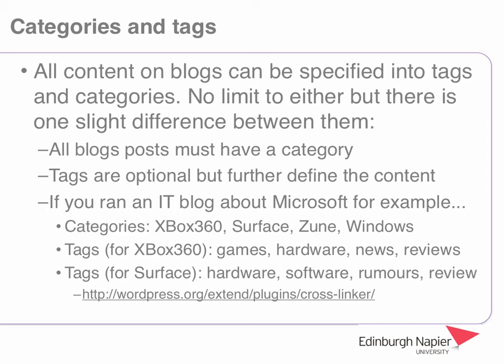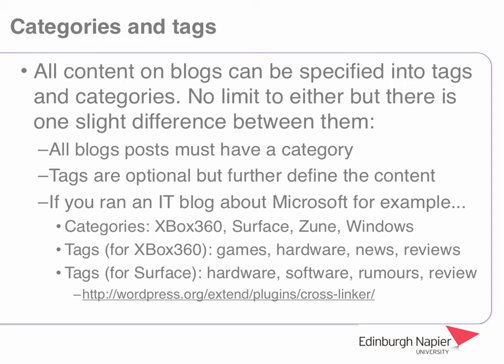An example here is, say you carried out an IT blog for Microsoft. Your categories could be the Xbox 360, Surface, which is a new tablet, Zune, Windows, the main things that Microsoft are known for. But then under that, for example, you're writing about Microsoft. Your category is the Xbox 360. Tags under that could be games, hardware, news, reviews. These would all be separate tags so that at one click I could see everything written about Xbox 360 games, Xbox 360 hardware, and so on.